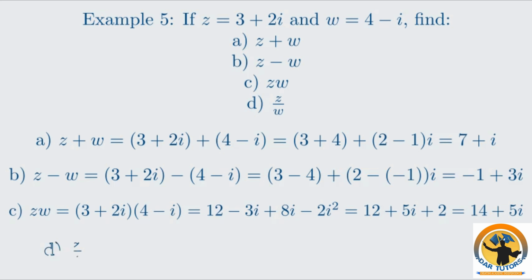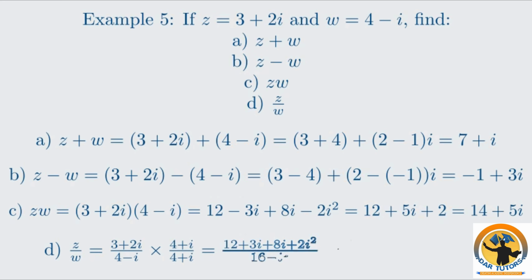Finally, the quotient. We multiply the numerator and denominator by the conjugate of the denominator, which is 4 plus i. In the numerator, we get 12 plus 3i plus 8i plus 2i squared, which simplifies to 10 plus 11i. In the denominator, we have a difference of two squares, 4 squared minus i squared, which is 16 minus negative 1, or 17. So the quotient is (10 plus 11i) over 17, or 10 seventeenths plus 11 seventeenths i. We have now successfully performed all four basic operations with complex numbers, achieving our third objective.